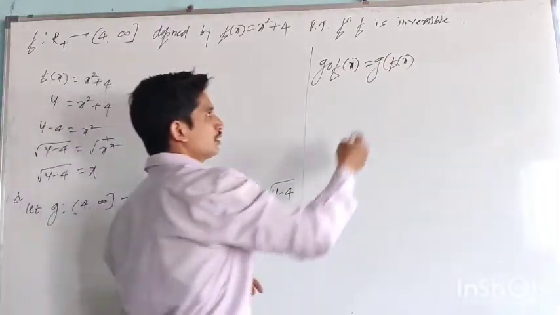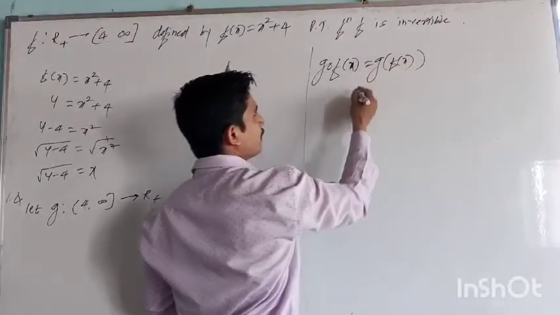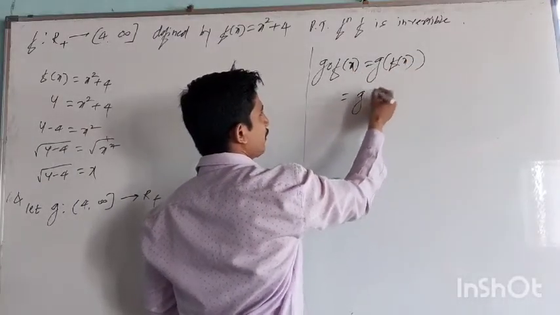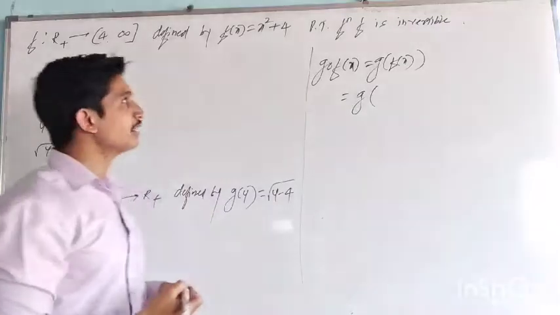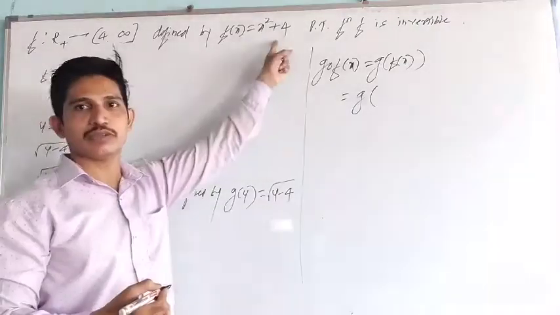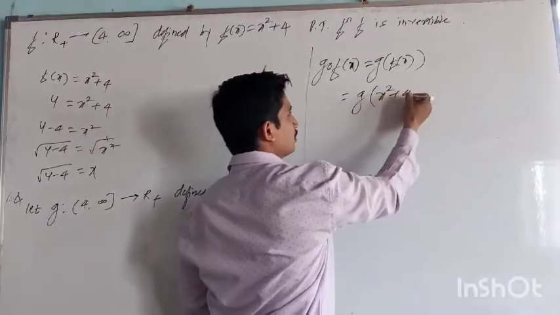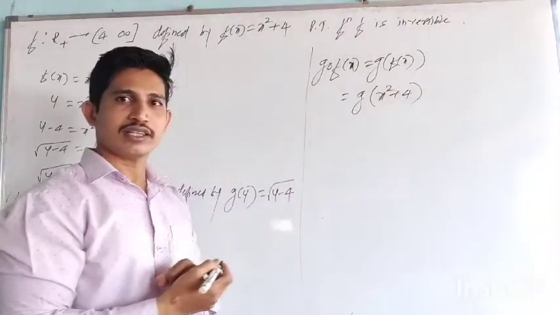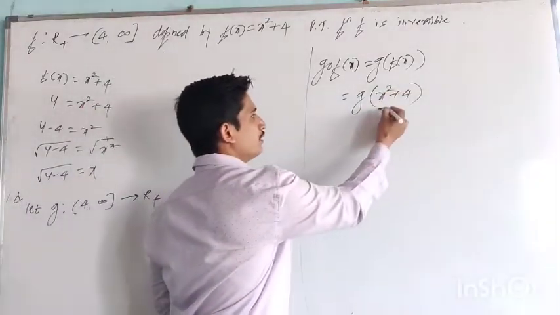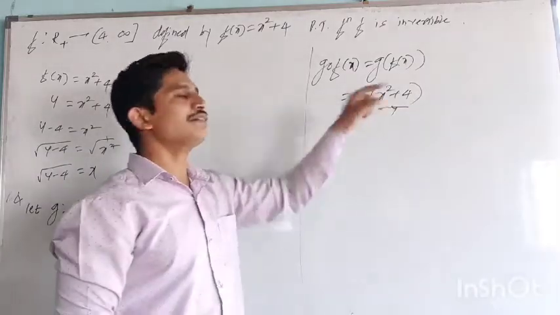Okay, so g here, and f of x in brackets. So keep g as this. What is f of x? f of x is x square plus 4. Okay, now g of y.